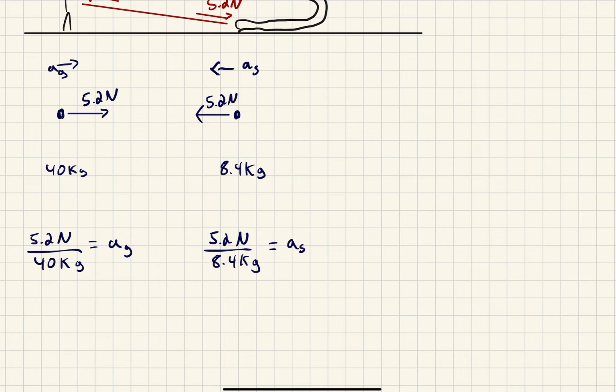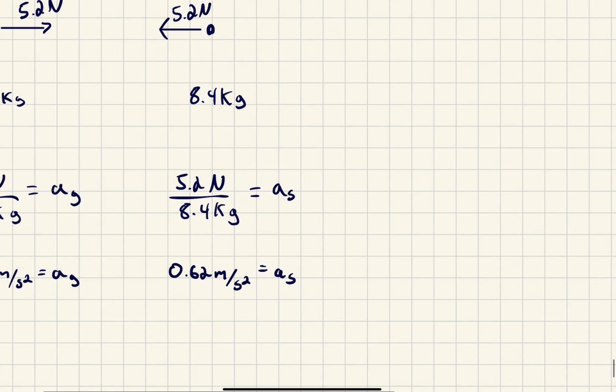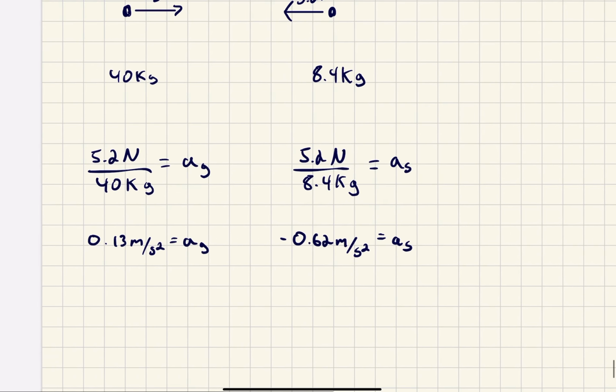Take a minute, run the calculations on that. You're going to get a small acceleration for the girl of just about 0.13 meters per second squared. And over here, 5.2 divided by 8.4, and you're going to get 0.62 meters per second squared. That's the acceleration of the sled. So we should also define direction with this one. The girl is moving to the right, and the sled is moving to the left.